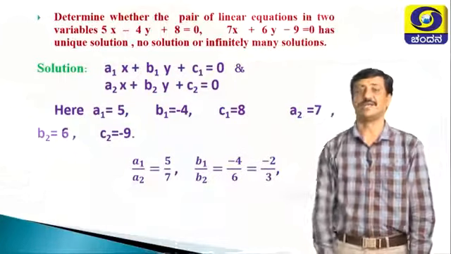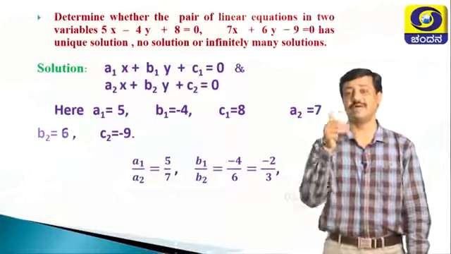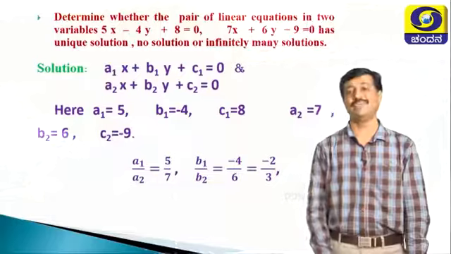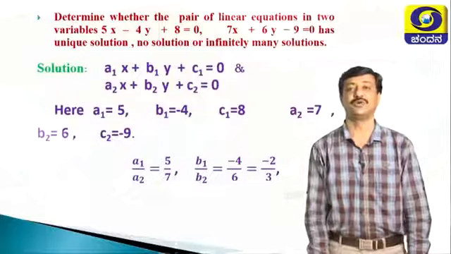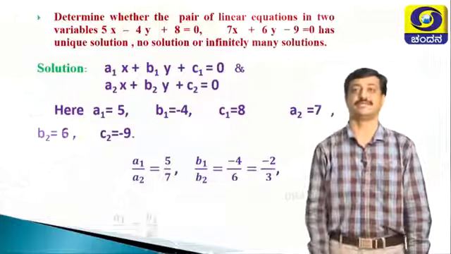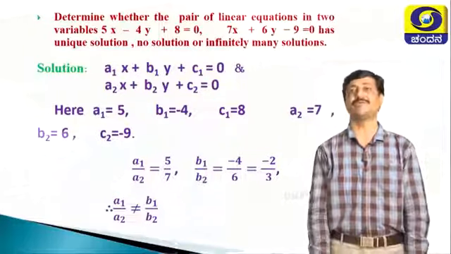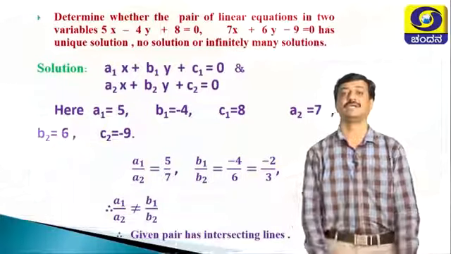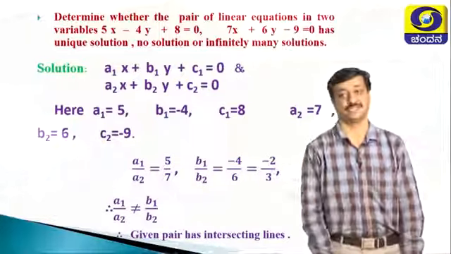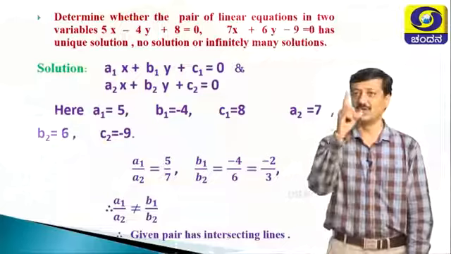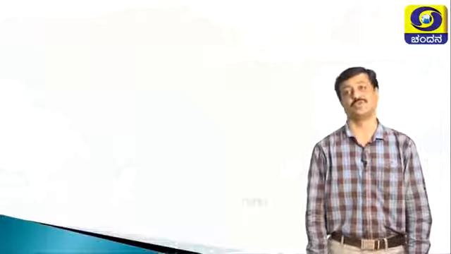In this case, no need to find out the ratio c1 by c2. If the ratio a1 by a2 is not equal to b1 by b2, based on the first condition, we can arrive at a conclusion. No need to get the ratio c1 by c2. Based on our table, the given pair has intersecting lines. The lines intersect each other. If the lines intersect each other, there is only one common point on the two lines. If that is the case, the pair has a unique solution.